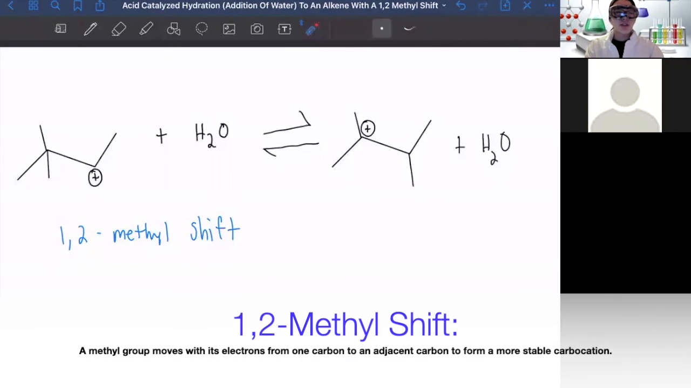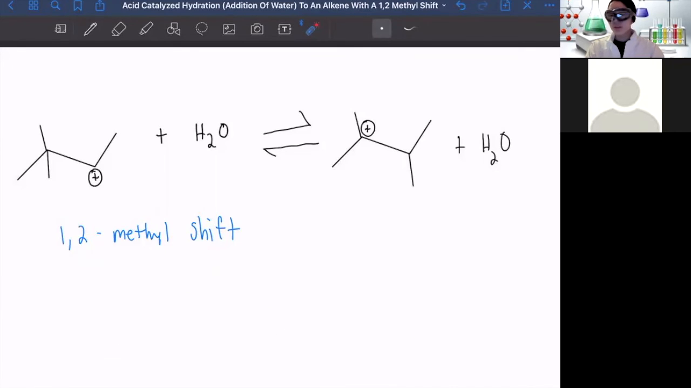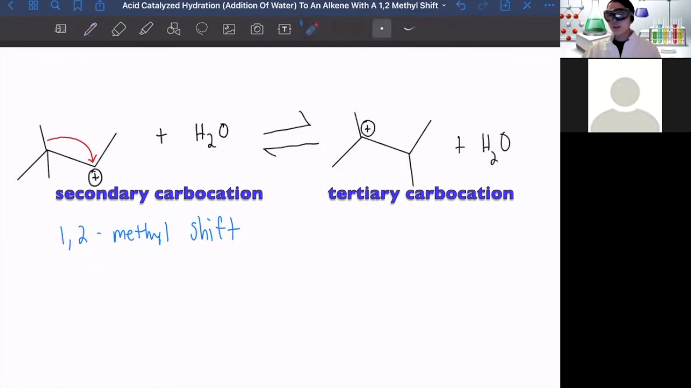A methyl shift can occur whenever a more stable carbocation can be formed by moving an adjacent methyl group with its electrons from one carbon to the adjacent carbon that has the carbocation. In this case, there are methyl groups that are able to be moved in order to form a more stable carbocation. So this methyl group will move to where this carbocation is, and by having this 1,2-methyl shift occur, the carbocation is moved from a secondary carbocation to a tertiary carbocation.